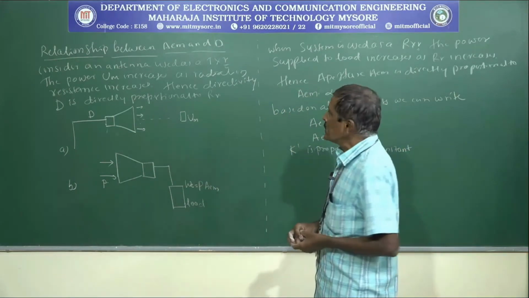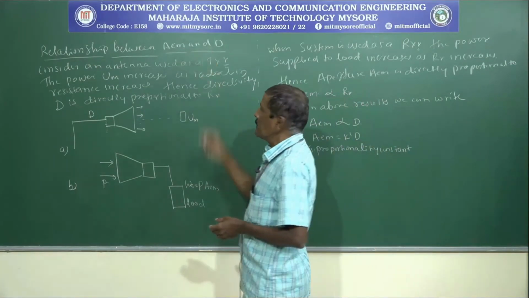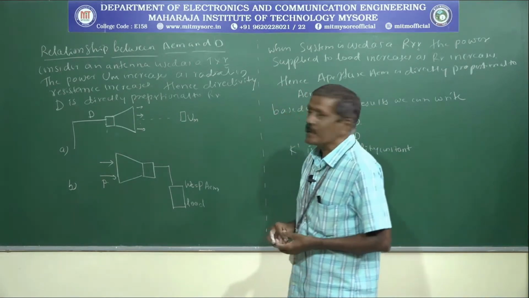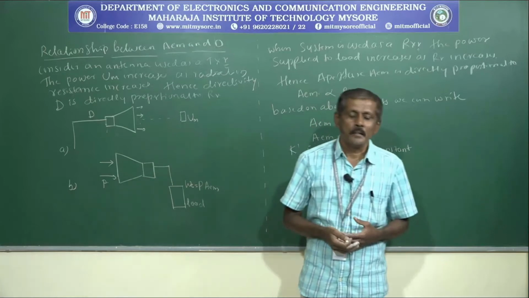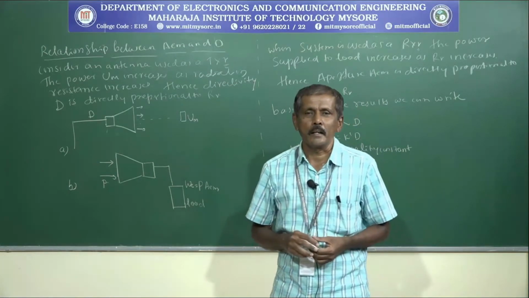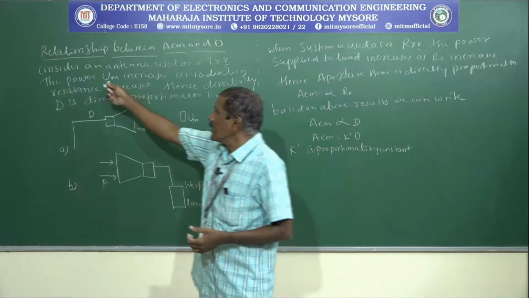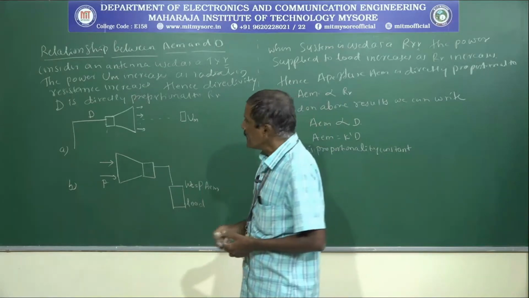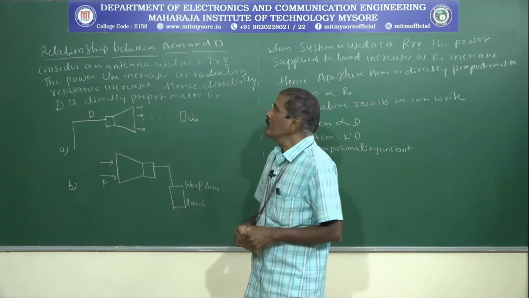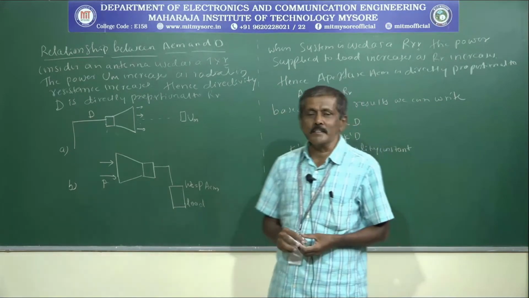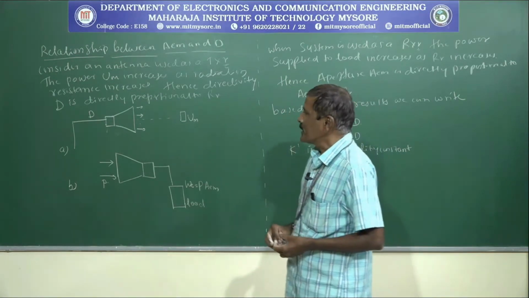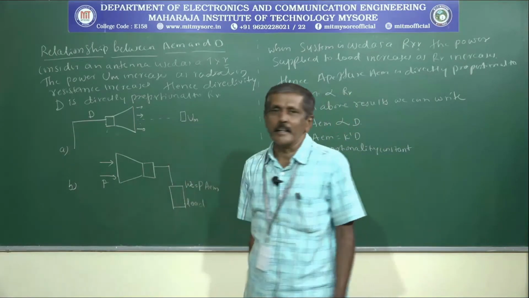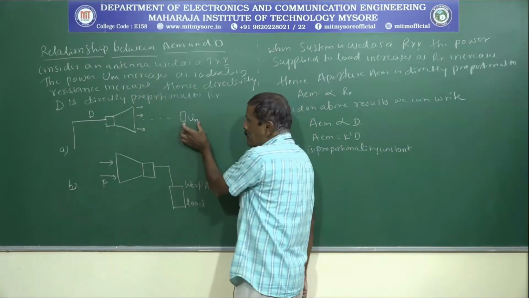So let us consider the relation between the maximum effective aperture and the directivity. This maximum effective aperture and the directivity can be considered for both the transmitting antenna and the receiving antenna. Now let us consider an antenna which we are using as a transmitting antenna. Then the power Um increases as the radiation resistance increases. Hence, the directivity D is directly proportional to RR, that is radiation resistance. That is the maximum power you are having.